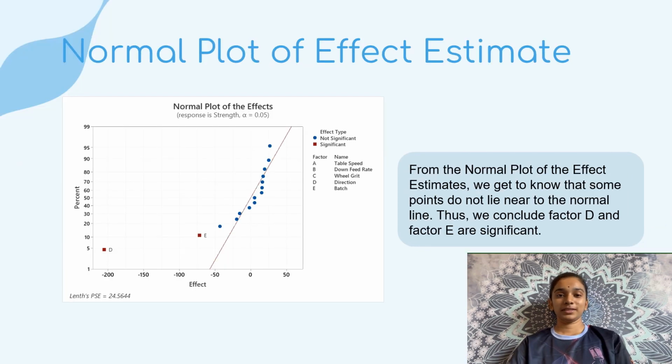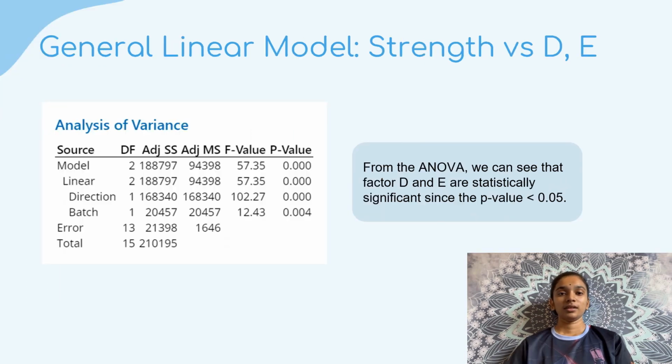From the values of percent contribution obtained from the summary statistics, we can conclude that factor D and factor E are significant. Plus, from the normal plot of the effect estimates shown, we can clearly see that some points do not lie near to the normal line. Thus, we can conclude that factor D and factor E are significant. Here we can see the ANOVA table for factor D and E, where it clearly shows that factor D and E are statistically significant as the p-value is less than 0.05.